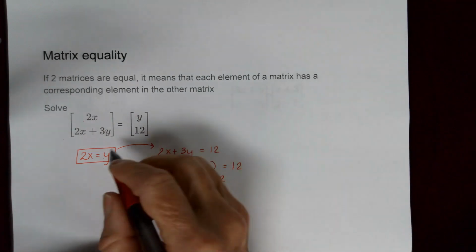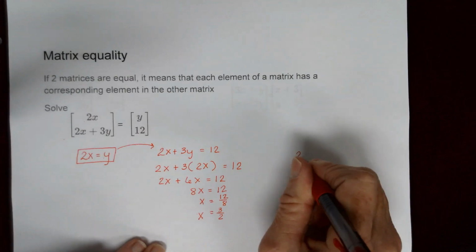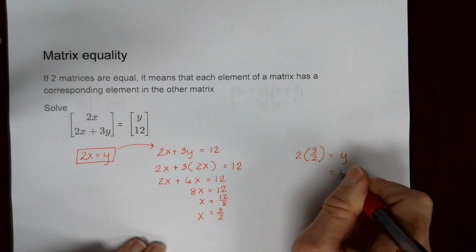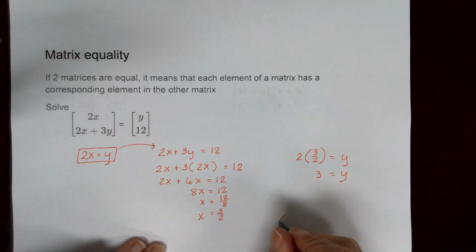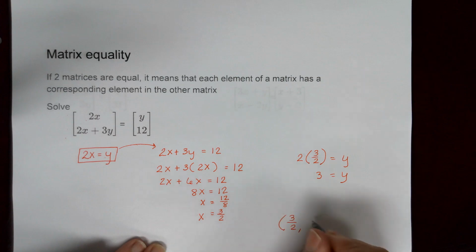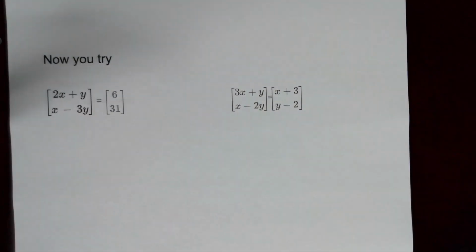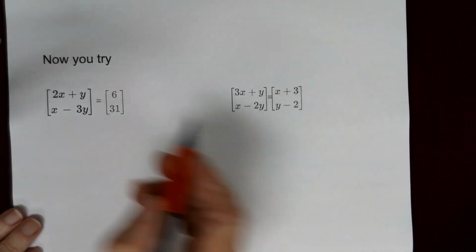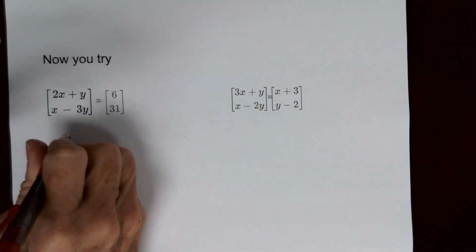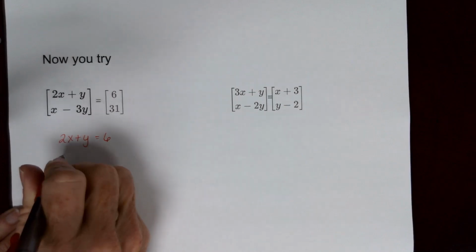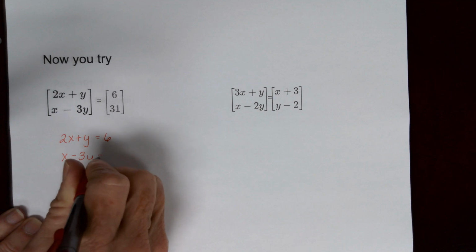And then I'm going to have to substitute it back into my key. So I have 2 times 3 over 2 equals y, or y is equal to 3. So my x value is 3 over 2. My y value is 3. Okay, now you try a couple of these. Go ahead and pause the video and come back to it. So on this one, I have 2x plus y equals 6, and this one I have x minus 3y equals 31.